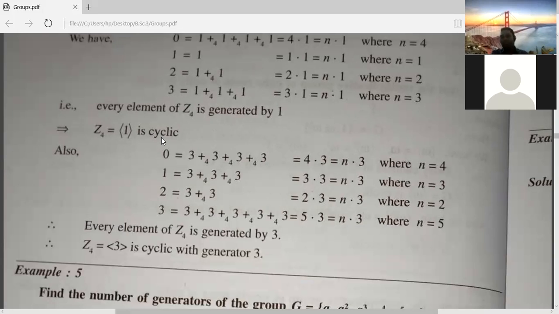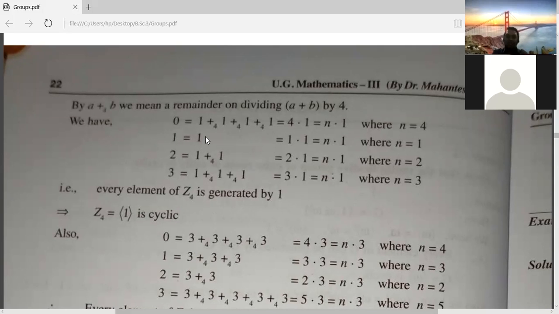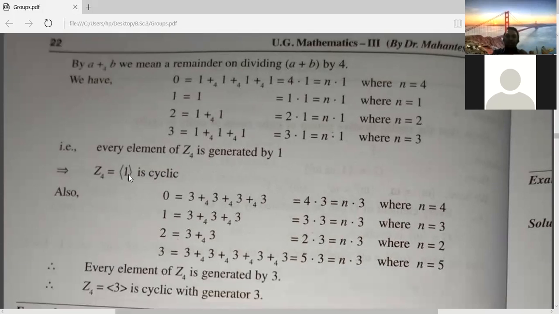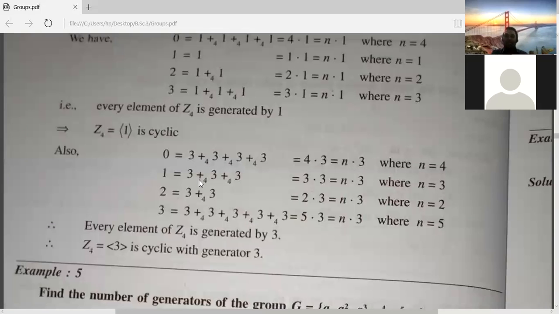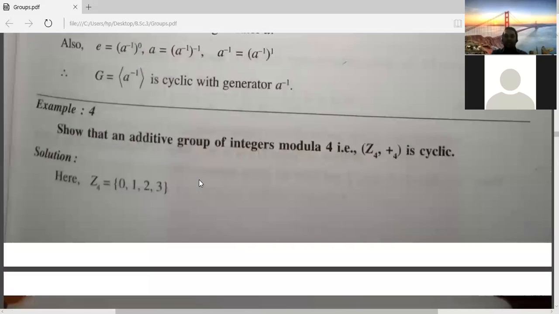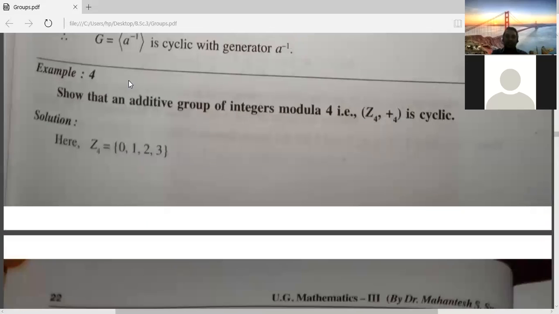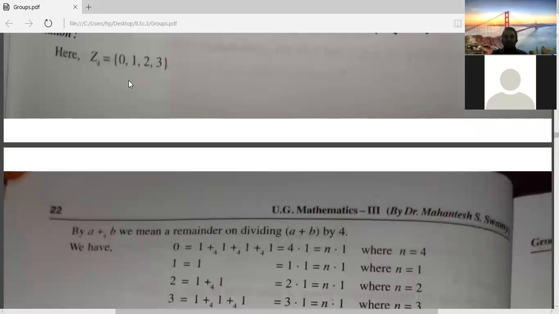Okay, already you know the number of generators may be more than one. There is a possibility of getting more than one generator. Here you are taking the first case: 1 generates Z4 by repeated addition, so you get a cyclic group. Now you take 3 also, you can check it. Take 2, whether it is a generator or not. It is not a generator. If you repeat 2 you don't get all the elements, so it is not cyclic.